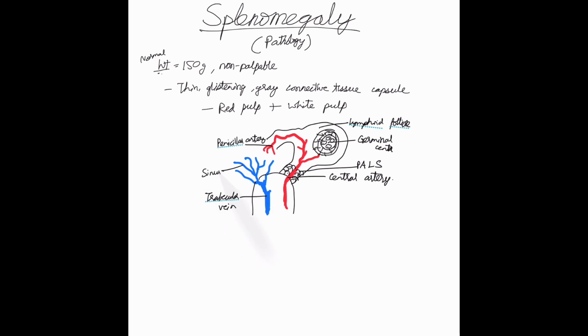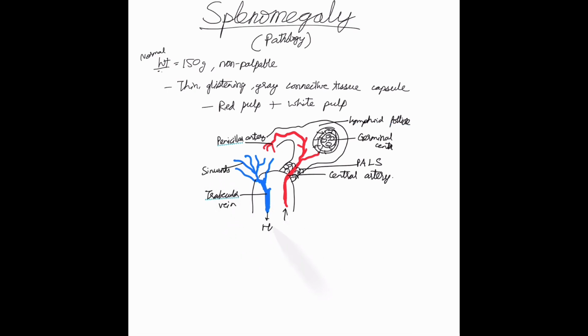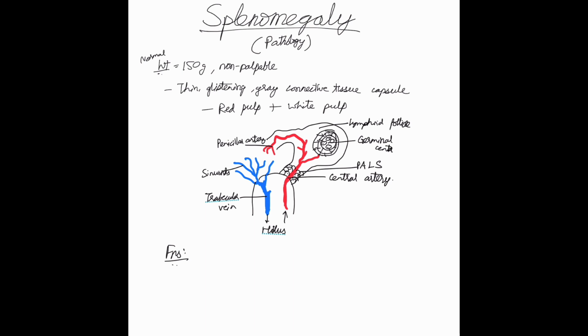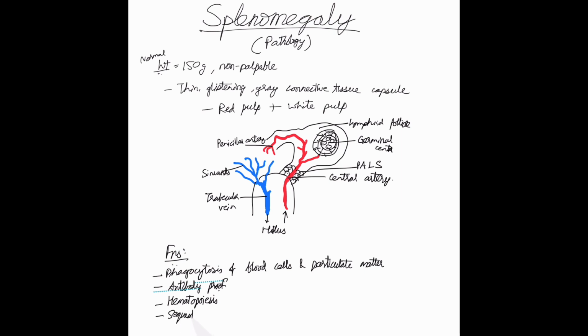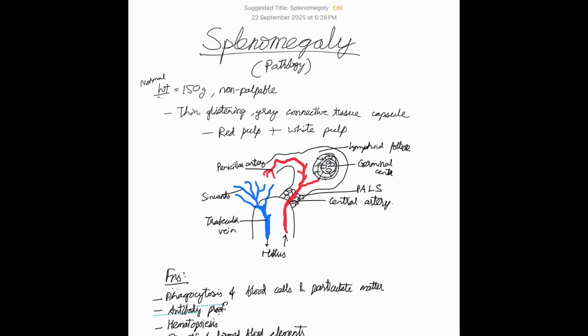So if there's any bad RBC, it'll be trapped by the dendritic processes of the macrophages and it won't make it out basically. So what are the functions of the spleen? First and foremost is phagocytosis of blood cells and particulate matter. It's called the graveyard of RBCs for a reason. And other functions are antibody production, and in very rare or extreme cases, if required, hematopoiesis also. It's one of the sites of hematopoiesis in the embryonic stage as well.